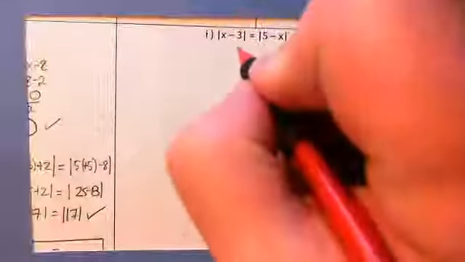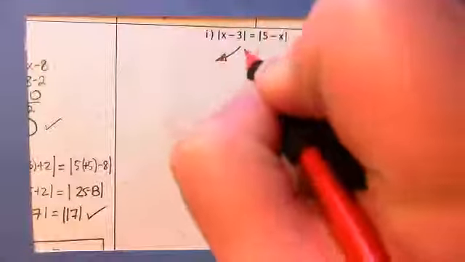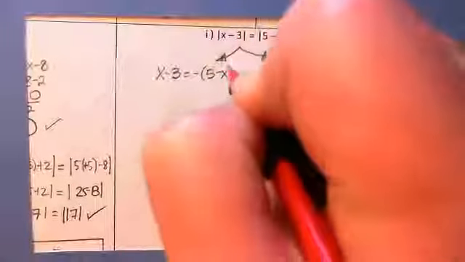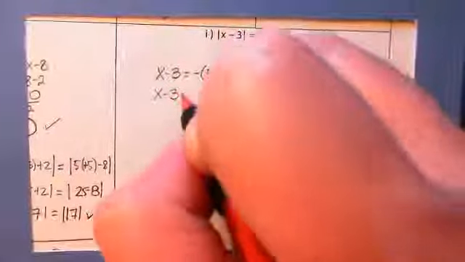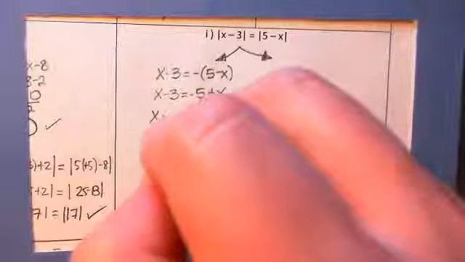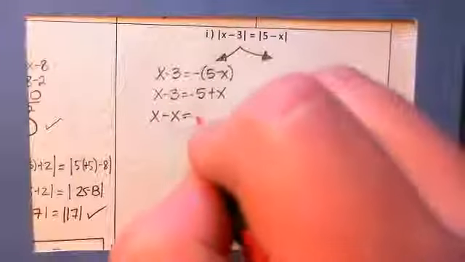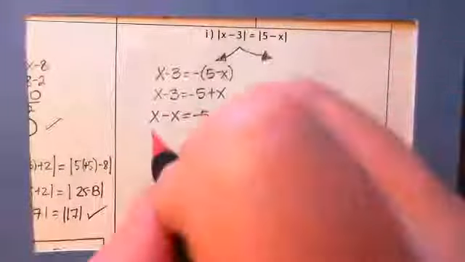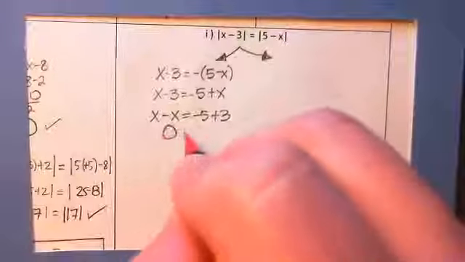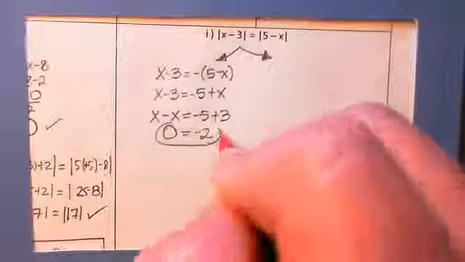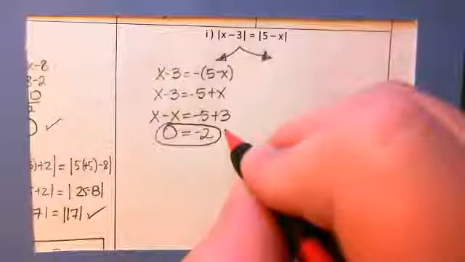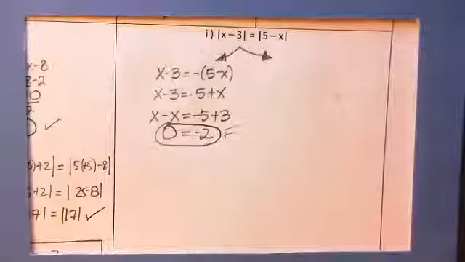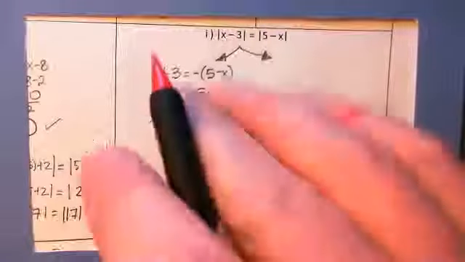Now we're going to do letter I. Basically we're going to split here and here. And here will be x minus 3 equals negative 5 minus x. So this would be x minus 3 equals negative 5 plus x. So this would be x minus x. Move the 3 to the other side, so it would be negative 5 plus 3. So basically this would be 0 equals negative 2. So in other words, the x disappears and we're left with a false statement. Okay? So that means I don't get an answer here. There's no solution on this side.